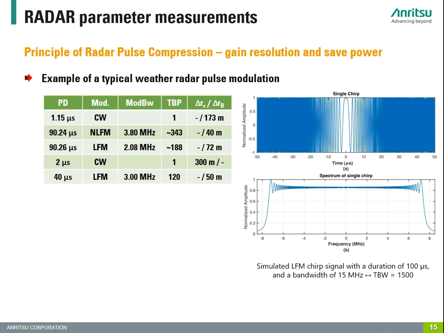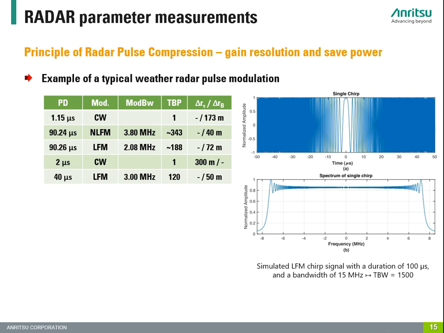Here on this slide, we can see on the left side some typical parameters of weather radars. TBP is the time bandwidth product, the result of pulse duration times modulation bandwidth. In the right column, we can see the differences of range resolution without and with pulse compression.